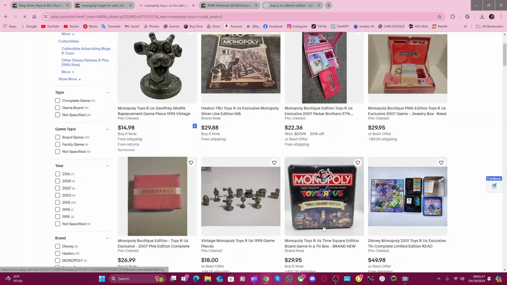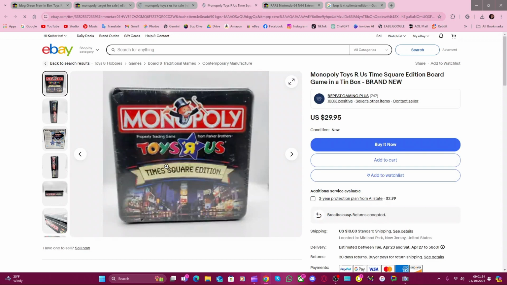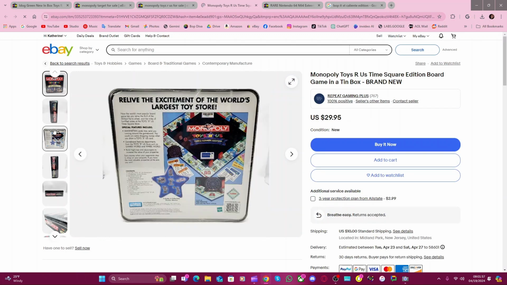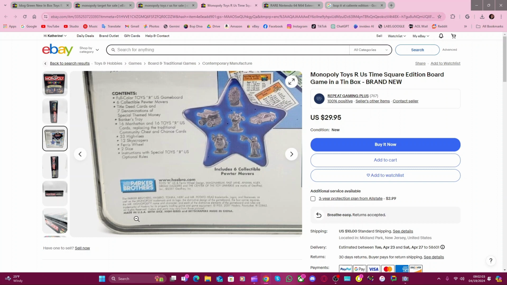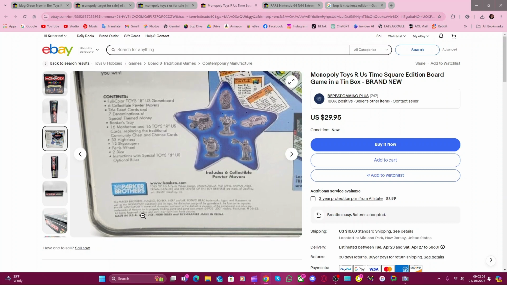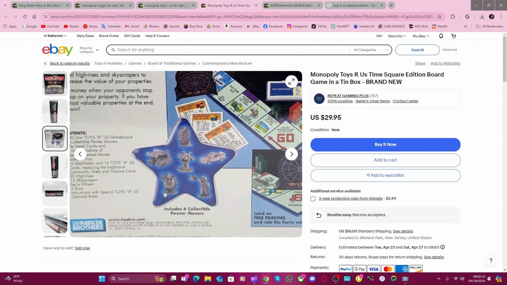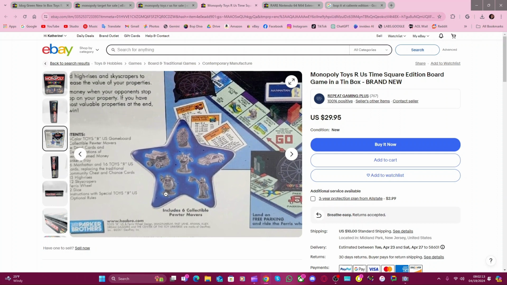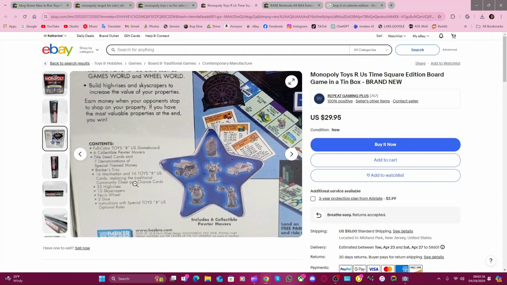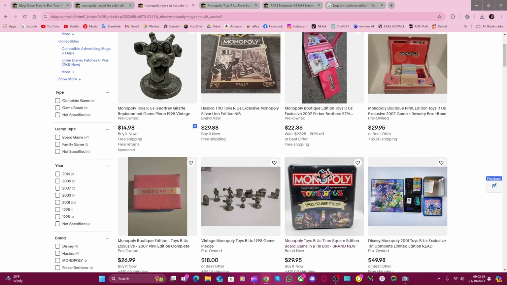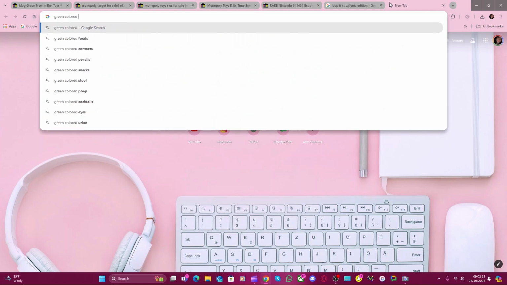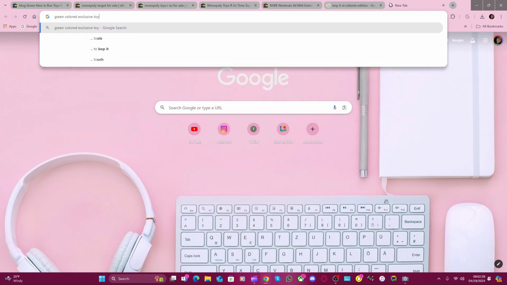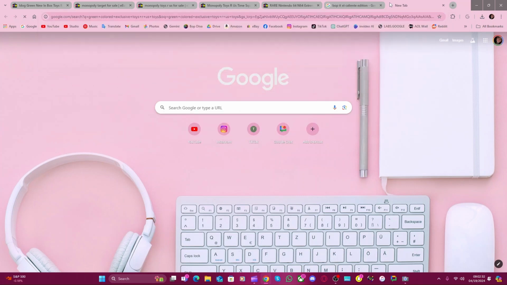No, they didn't. Oh, Monopoly Toys R Us Times Square Edition. It was in a tin, it looks like. It looks pretty old, it's got the really old layout. The year says 2001. Wow. And they even had Mr. Potato Head in back then as well. Wow, that's not strange at all. But I'm starting to wonder what other toys were green colored exclusive Toys R Us toys.